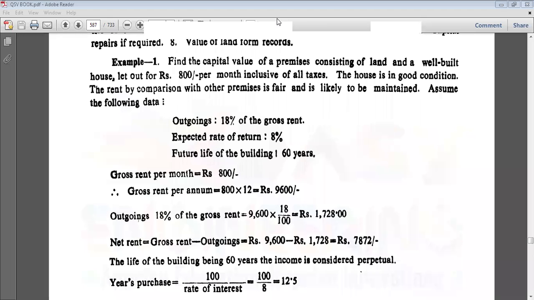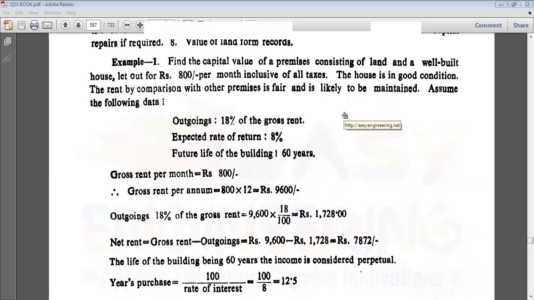Okay, continuing with the same point. Outgoings are considered as 18% of the gross rent. The expected rate of return is 8%. Future life is 60 years. The point we are discussing is that whenever you construct, the predicted design life of that RCC structure is minimum 50 years. Let us see what will happen.